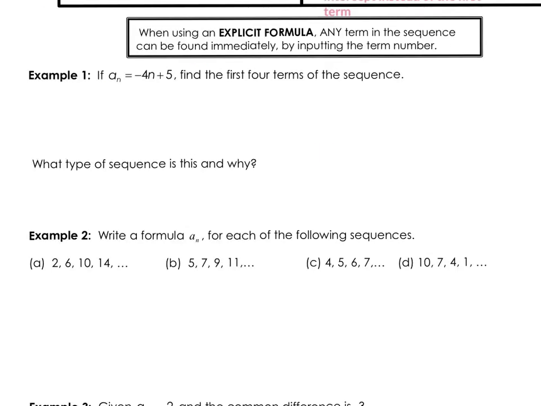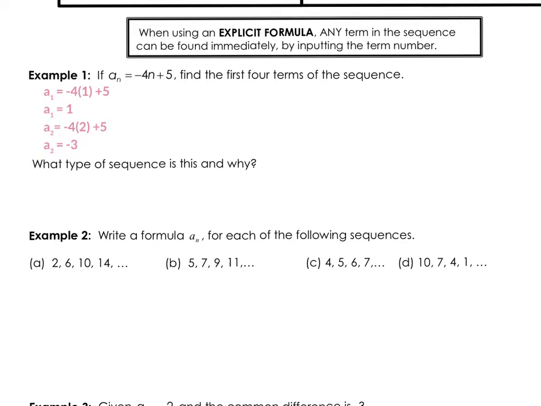The first one we have here: if a sub n equals negative 4n plus 5, find the first 4 terms of the sequence. Well, that just means I'm going to do a sub 1. So we sub in: a sub 1 equals negative 4 times 1 plus 5, and when we simplify that, we get a sub 1 equals 1. Now I can do the exact same thing for a sub 2. All I did was rewrite a sub 2, where I originally put a 1 in place of n. Now I'll put the 2 in, plus 5, which simplifies to negative 3.